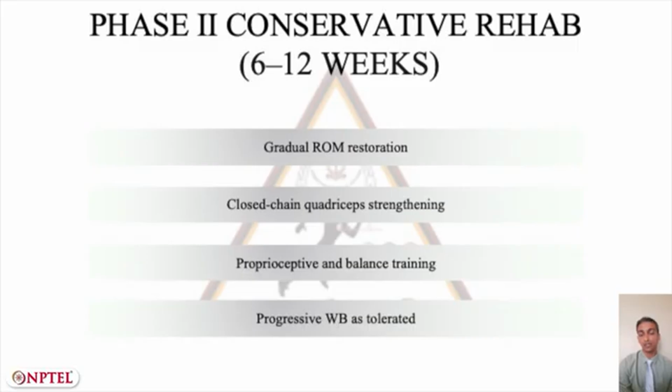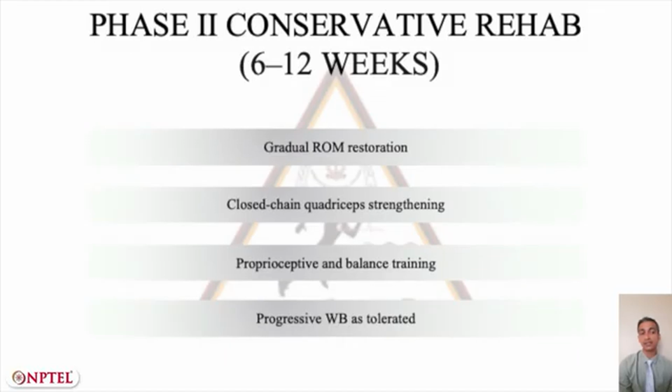The range of motion of the knee is gradually restored in this phase. The caution taken is to not stress the healing ligament. Closed kinetic chain quadriceps strengthening exercises and controlled functional training are introduced in this phase. Proprioceptive drills and balance training help restore neuromuscular control. Weight bearing is progressively increased, always guided by patient tolerance and symptoms.